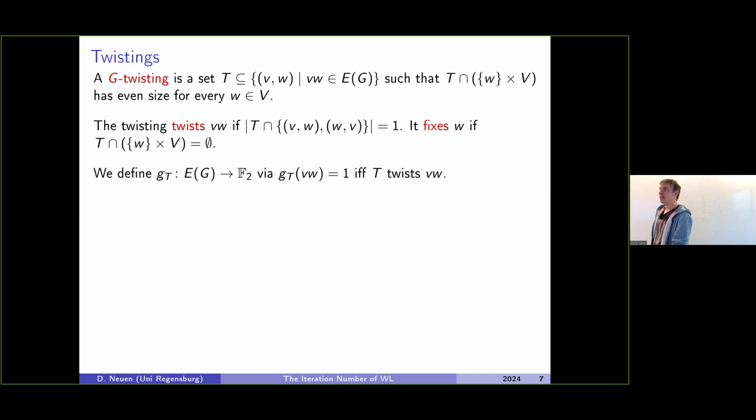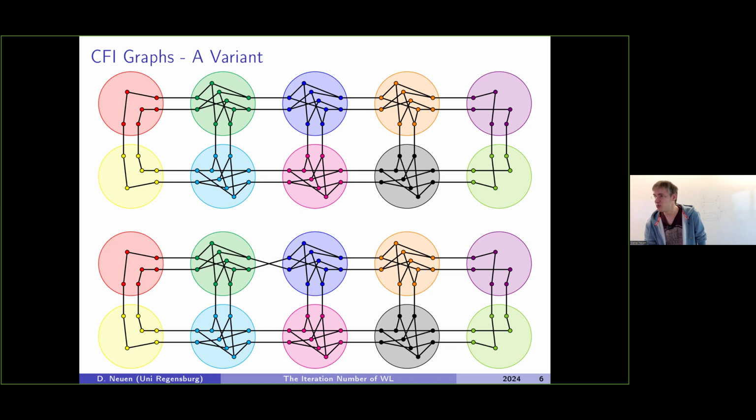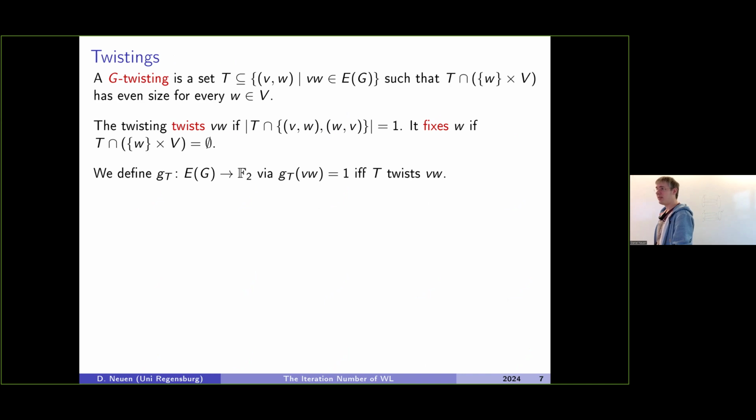Let me explain the idea of a twisting on the previous picture. Let's look at the bottom part here. We want to move the twist from between green and blue to between blue and orange. This corresponds to the twisting where we have the two corresponding outgoing edges out of blue in our twisting. I put the edge from blue to green in the twisting and from blue to orange in the twisting. Then these two corresponding edges are twisted, and this is a valid twisting. It also corresponds to the mapping that I define out of this twisting.